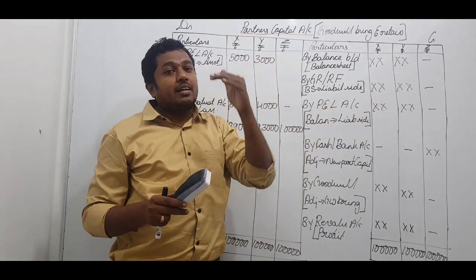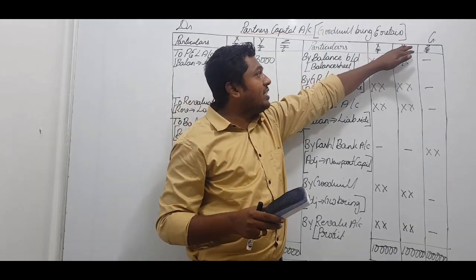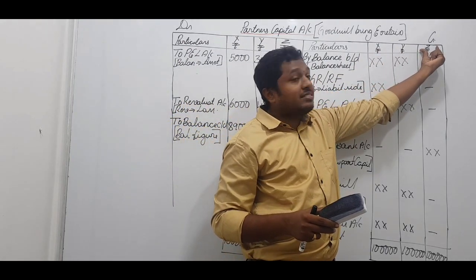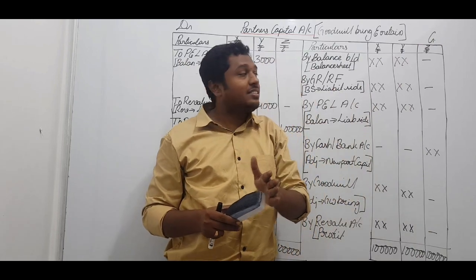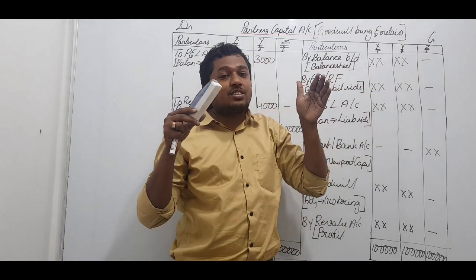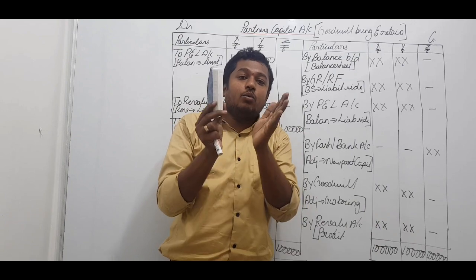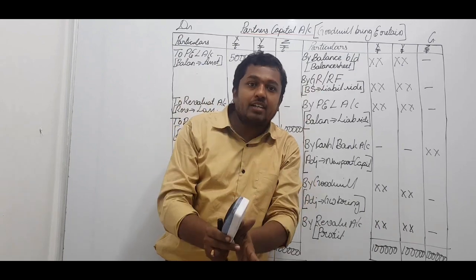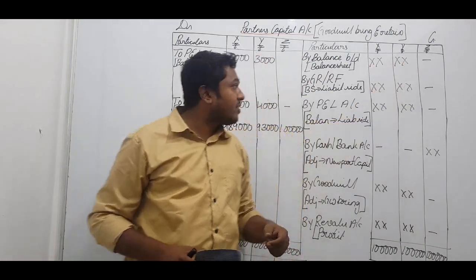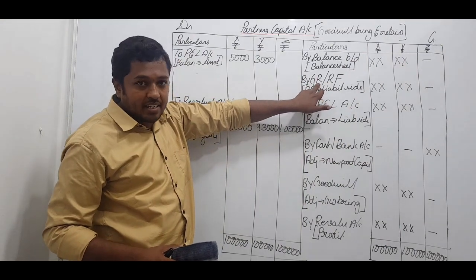In the old balance sheet, the capital of X is given, that is a certain amount, and Y's amount is given. But I have not written anything in Z's column. The reason is Z is a new partner. His capital is not given in the old balance sheet. In the old balance sheet, only old partners' capitals are given. That's why you have to take only X and Y's capital. Next, general reserve.